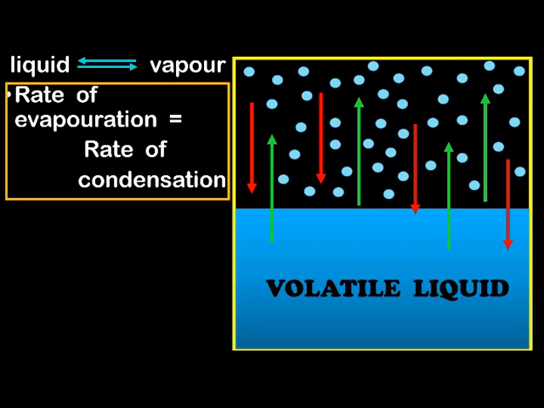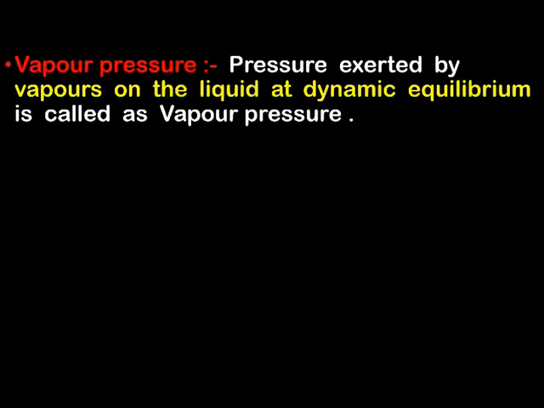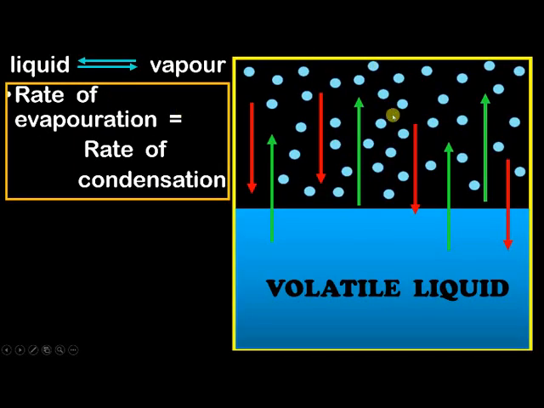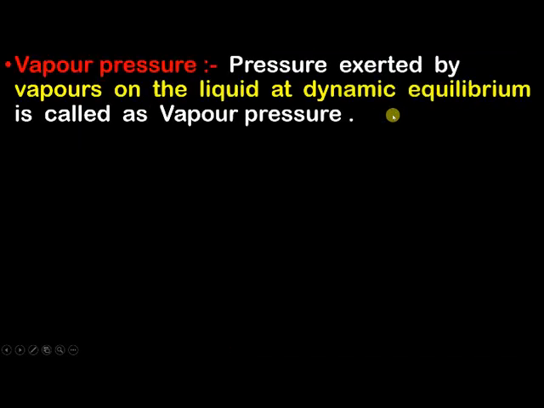So if we have to define vapor pressure, what will be the definition? The pressure exerted by the vapors. Which vapors? These vapors that are present above the liquid at dynamic equilibrium. This is the most important point. The pressure exerted by the vapors at dynamic equilibrium is called vapor pressure.